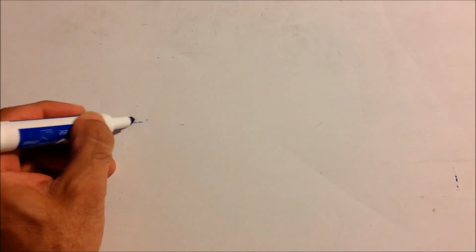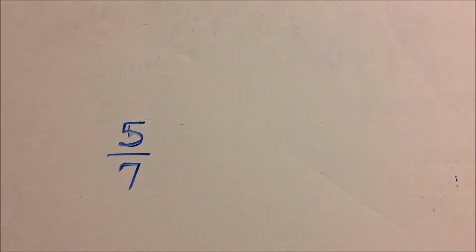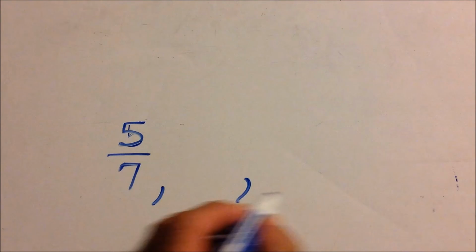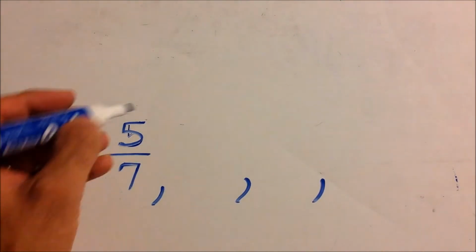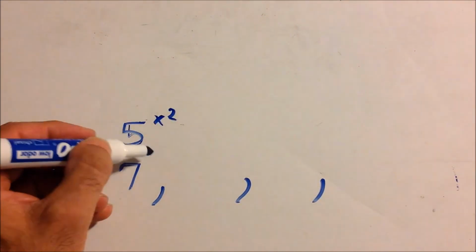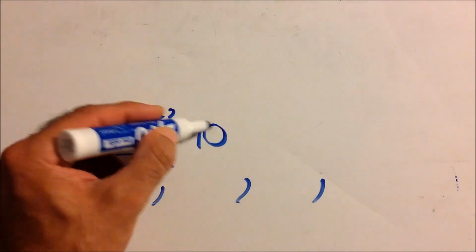Okay, let's do one more. I'll give you a ratio. Let's say I give you 5 to 7. The ratio is 5 to 7. And I wanted, let's say, 2 more equivalent ratios. So pause the tape and give me 2 more equivalent ratios to 5 to 7. Okay, so you could have used any number to multiply it. You could have used 2, for example. Remember, if you use 2 on the top, you've got to use 2 on the bottom. And you get 10 over 14.